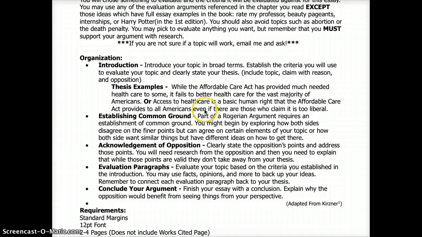One, while the Affordable Care Act has provided much needed health care to some, it fails to better health care for the vast majority of Americans. And you can see that my topic is here. We know that I'm going to be talking about healthcare in broad terms, the Affordable Care Act in specifics. I make a claim, and my claim is that the Affordable Care Act fails to better healthcare for the vast majority of Americans, and I give you some reasoning for that. I also talk about the opposition, which is that it's provided much needed healthcare to some. So you can tell how I'm going to evaluate it and what I'm going to do.